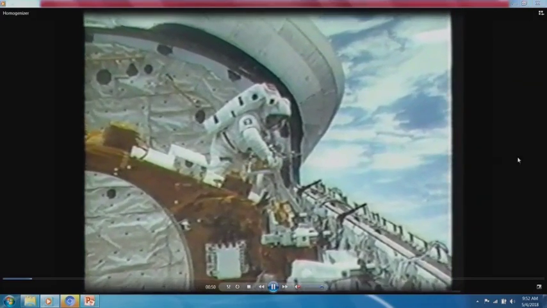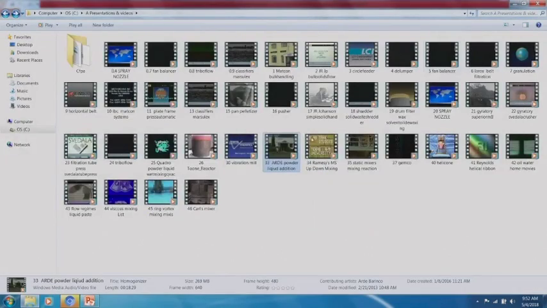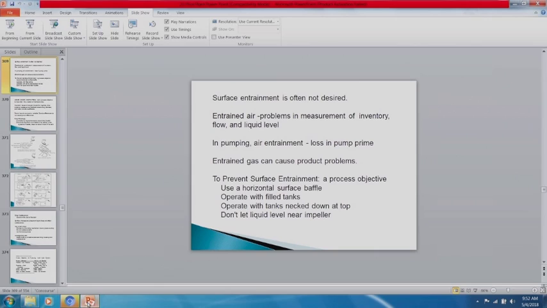Surface baffle. Not uncommon to see those. And who talks about them? Nobody.